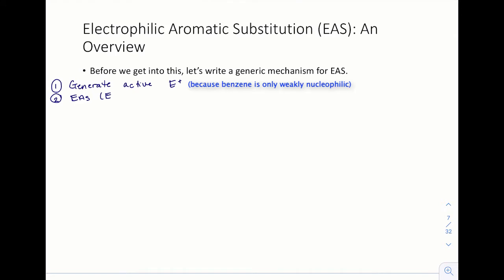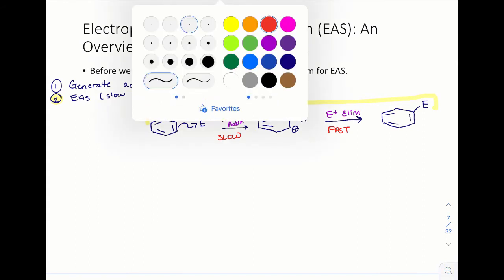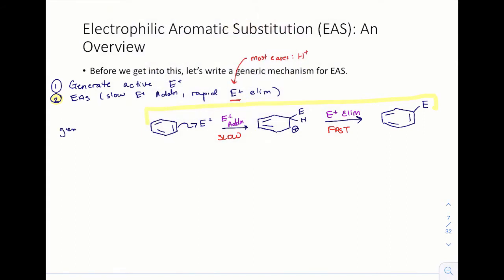The first is a slow electrophile addition step, followed by a rapid electrophile elimination step, which in almost all cases, and not all, but I'll show you some practice problems where the electrophile that's eliminated is something different, but in most cases, and definitely for today, the electrophile that's eliminated here is a proton. So here I've diagrammed step 2, the important part, the electrophilic aromatic substitution. And then, of course, before that can happen, the electrophile is generated.